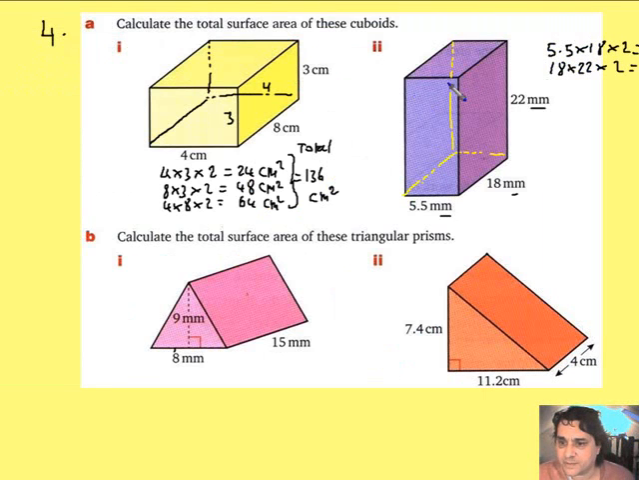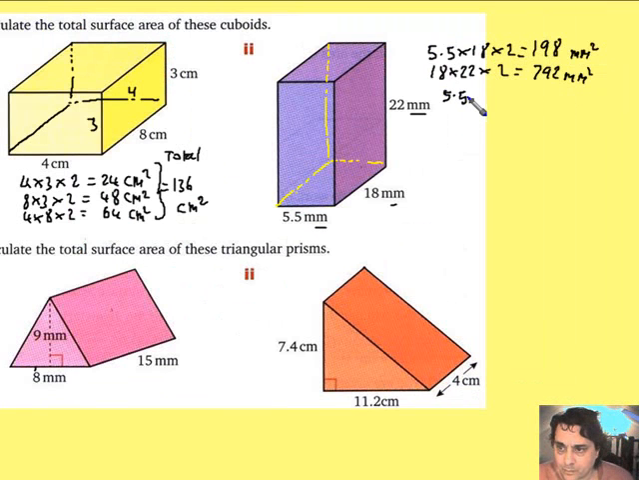Let's look at this one at the front. That's going to be 5.5 times 22, and I've got 2 of those as well. So 5.5 times 22 and 2 of those, 242.